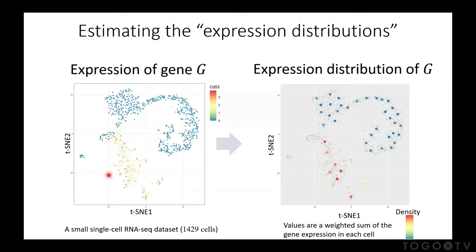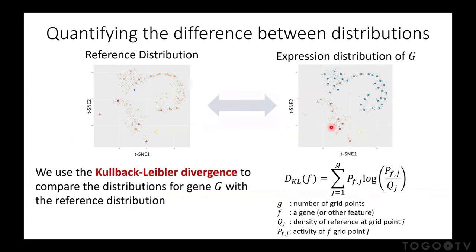So in this case, again, it has a high expression here. These would be high values. And here there are many cells, but they don't express this gene. So it would be a low value. Okay, so for every gene, I would get a distribution like this one. Then I want to compare that reference distribution to the distribution of every gene.